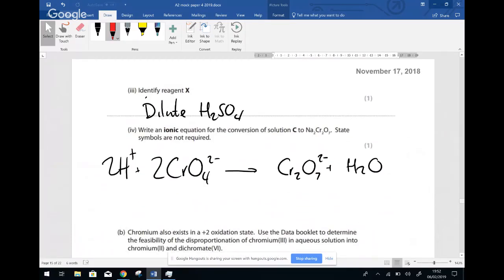There we go. Reagent X. We want to turn the chromate yellow into dichromate. We know that there's an equilibrium there in terms of acid, which is then the next question. Write an ionic equation for the conversion to solution C, which is sodium dichromate. State symbols are not required. So dilute sulfuric acid provides us with these H pluses, pushes the equilibrium back this way, and it turns orange.